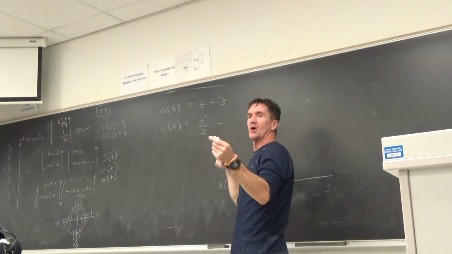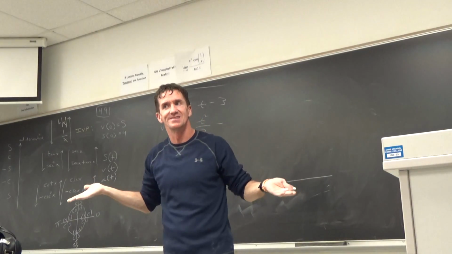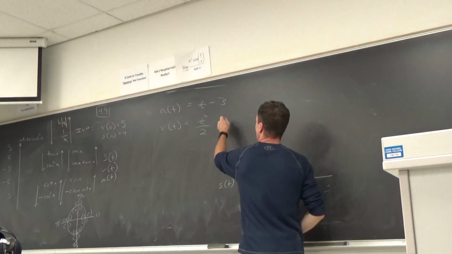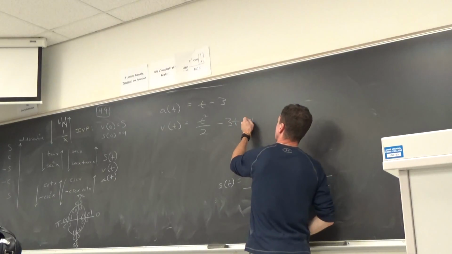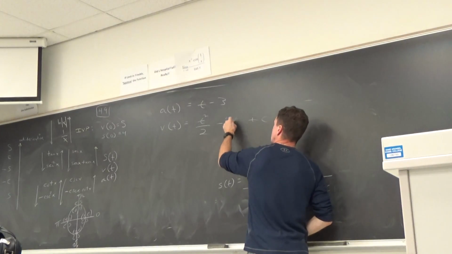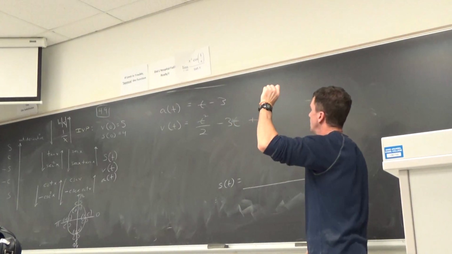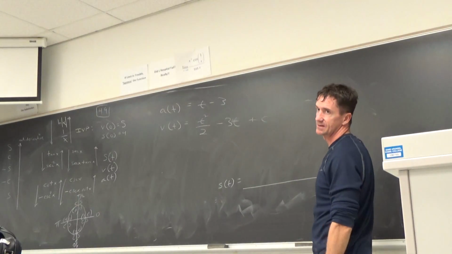Now what is a 3? Here comes the constant. Minus 3t, and then you said plus C. I have to make sure my t doesn't look like a plus. Now, do we have information to find C?